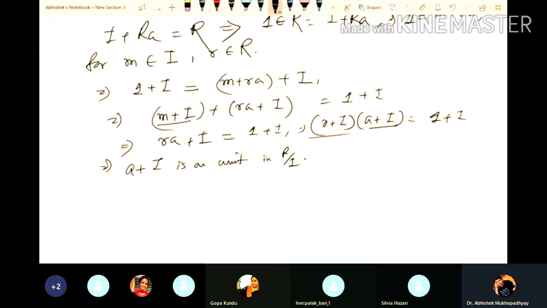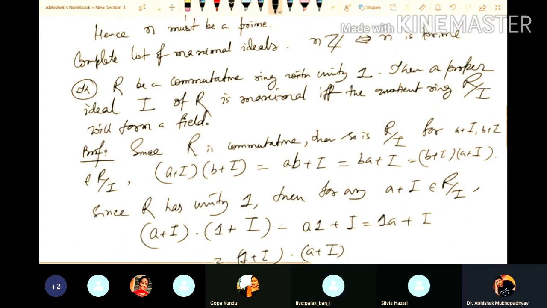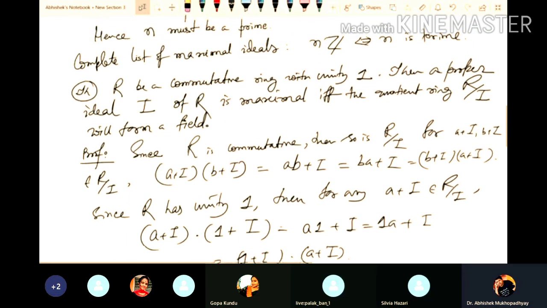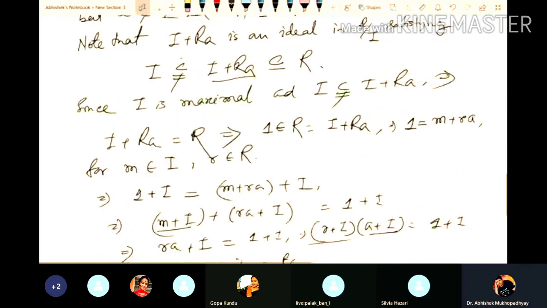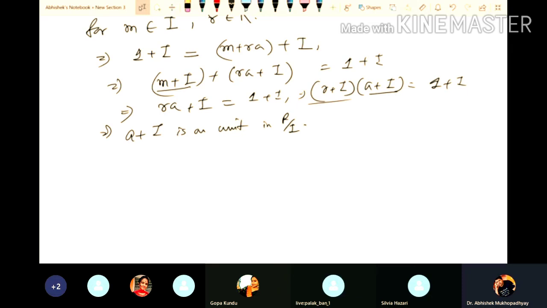So therefore every non-zero element in R by I is a unit. That means R by I forms a field. So this portion is clear. That is, if I is maximal, then the quotient ring must be a field. Now what about the converse?